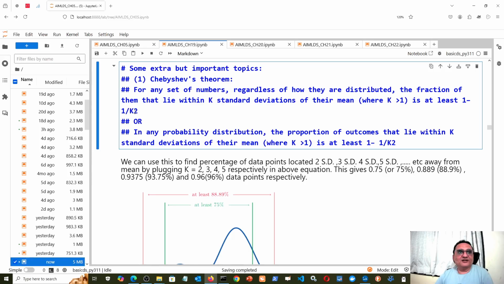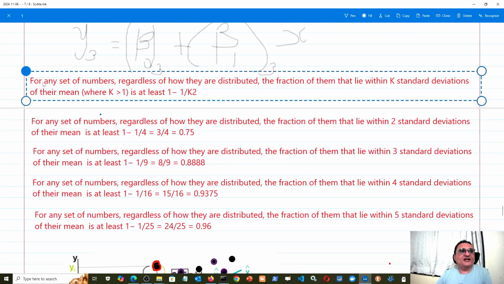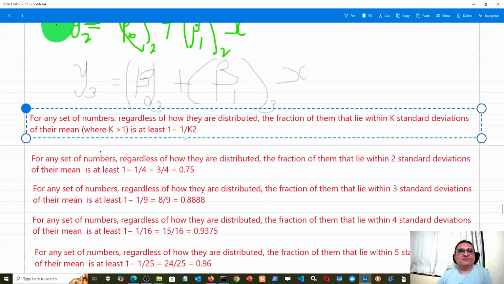1 minus 1 upon k square. This is square. So if I write it, then this is how it is. Okay. So then what is the meaning? Let me put some values to my k, then it will become clear. This is that same statement only. Again I am reading, for any set of numbers regardless of how they are distributed, the fraction of them which lies within k standard deviations of their mean is at least 1 minus 1 upon k square.